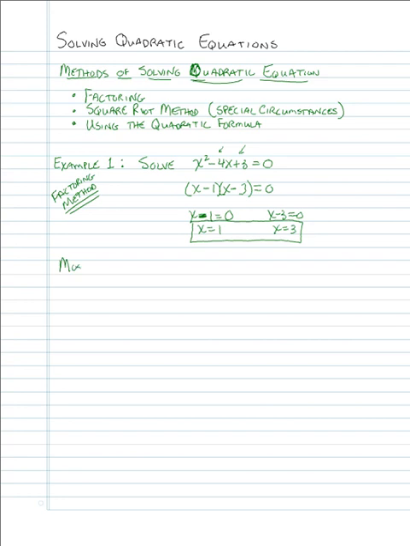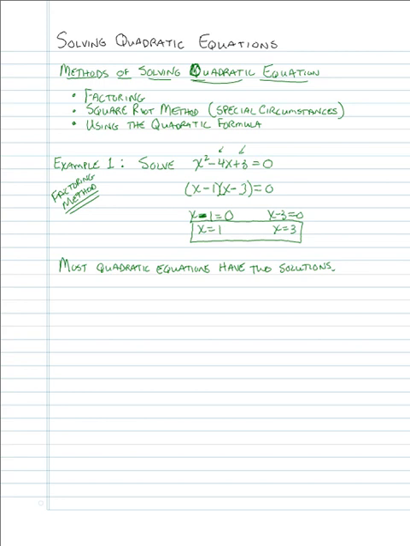Most quadratic equations have two solutions. And I'm going to remind you of that a little later on, and you're going to see it over and over. Occasionally there's only one solution, but usually two.